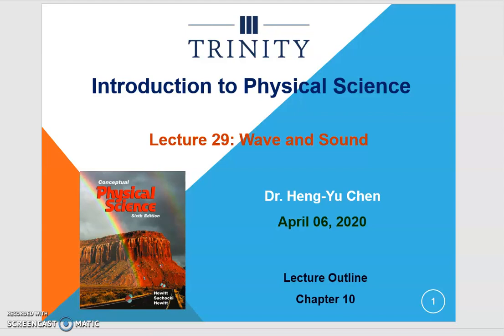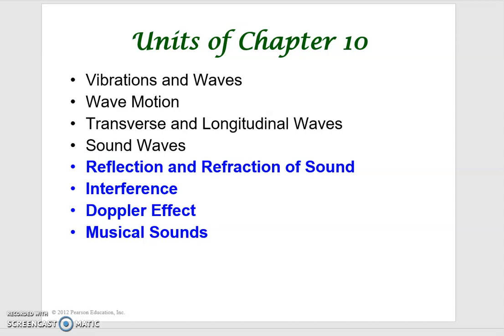Today we are going to continue our discussion of chapter 10, the properties of the wave. What we have studied before is that we define the quantities amplitude, wavelength, frequency, and period to describe the motion of the wave. We also introduced that all waves can be categorized into two types: one is the transverse and the second is the longitudinal. And then I gave you several examples of the wave.